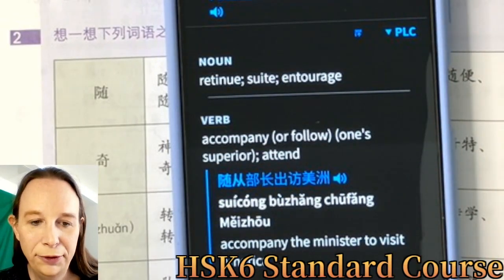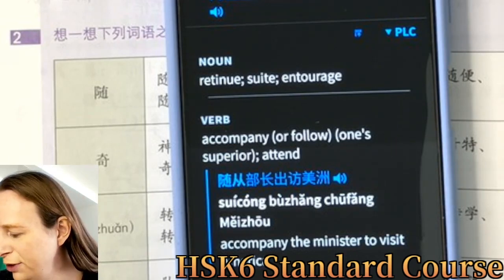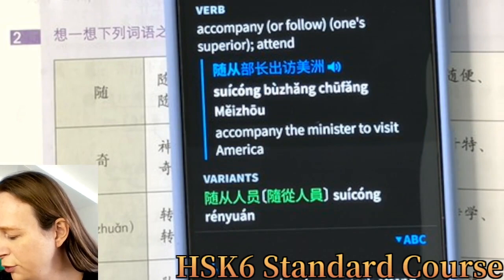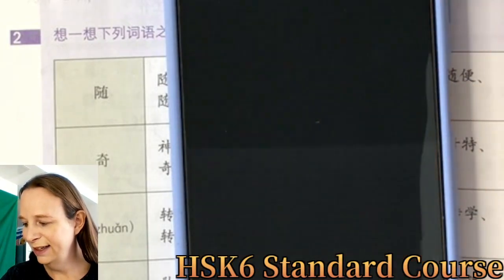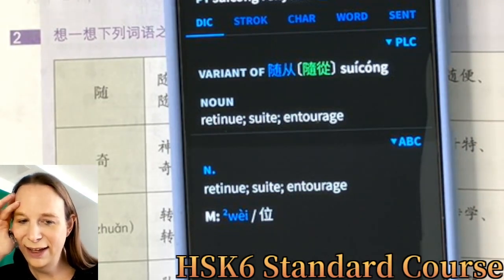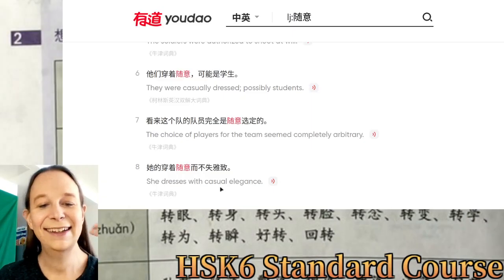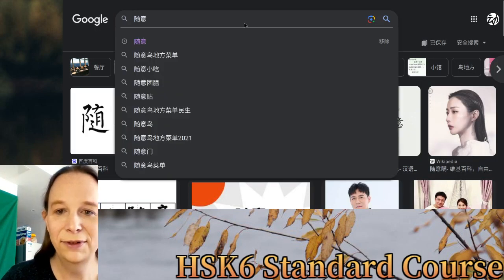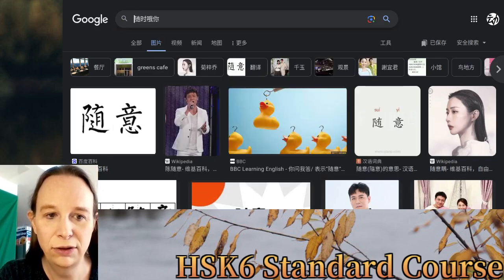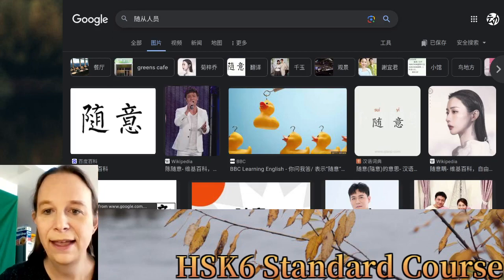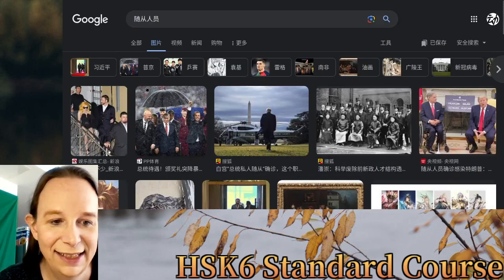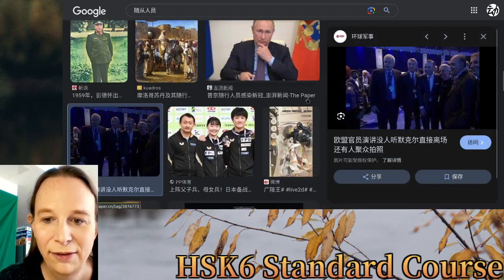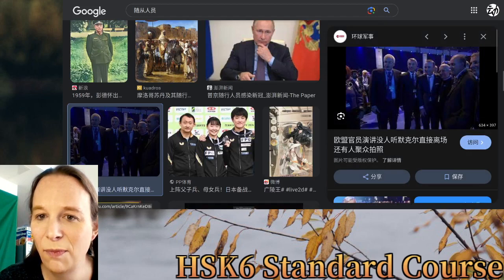What is that word? Retinue. What is retinue? I don't know that word. Sweet, entourage. Accompany. This seems to be the relevant definition. 随从人员. Oh, yeah, I have encountered this. 随从人员. Yeah, so this is like your squad. So let's say you're the prime minister, and you have your 随从人员. Then you have to go around with your security detail, etc., etc.